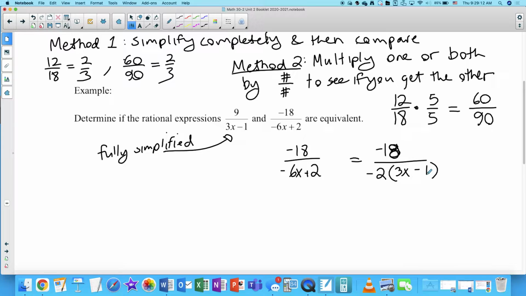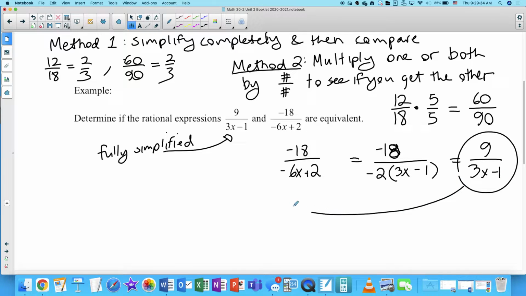Okay? All right, can I simplify this now? Yes, because negative 18 over negative 2 is 9. Okay, so this is now simplified. I can compare to the other one, and they are, in fact, equivalent. Okay, so this is sort of the simplifying way of doing things.